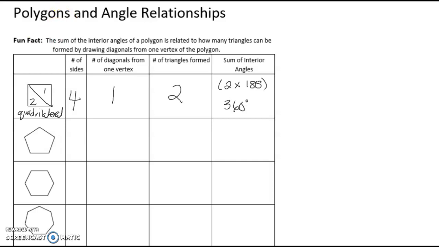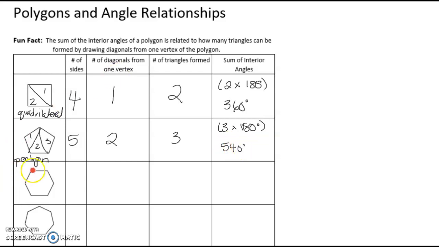Okay, next one. If we look here, number of sides, 1, 2, 3, 4, 5. So we have 5 sides. This one is called a pentagon. Okay, so we're going to go from one vertex. Let's pick this middle. I'm going to draw a line here to make a triangle and here to make a triangle. So I drew 2 lines, and then I have 3 triangles. So to figure out the sum of the interior angles, I'm going to have 3 times 180 because each triangle is 180 degrees. And when you multiply those together, you get 540 degrees.